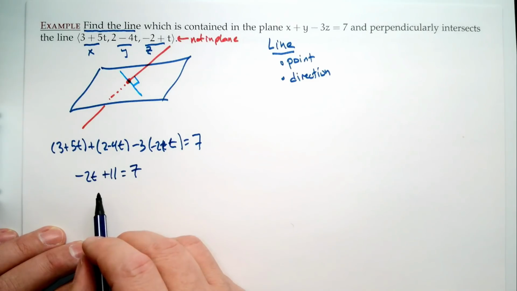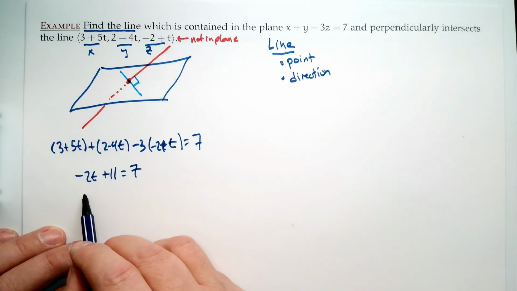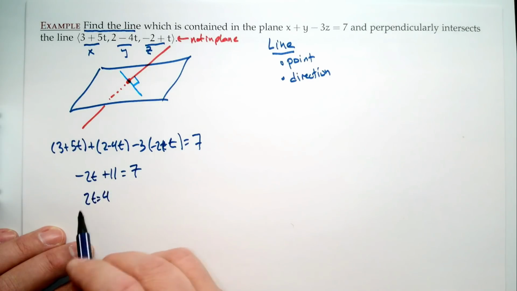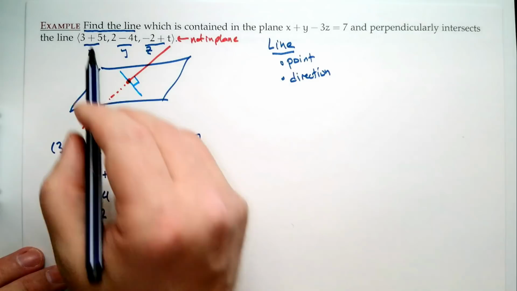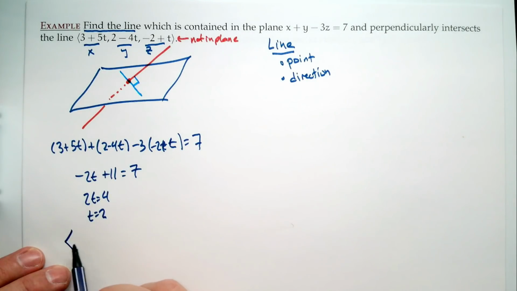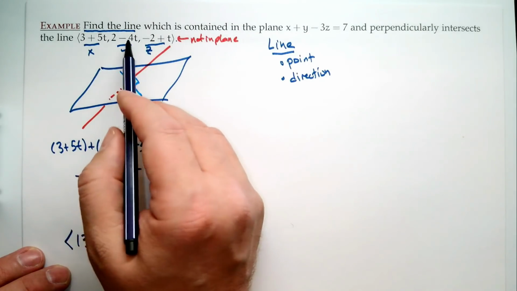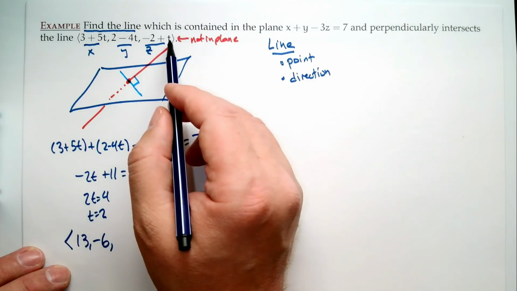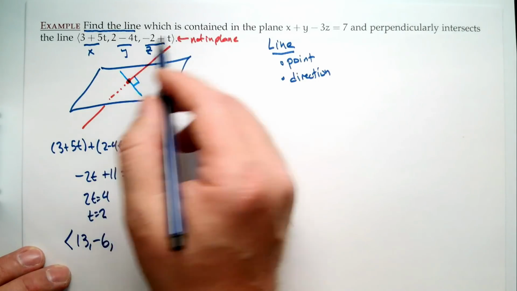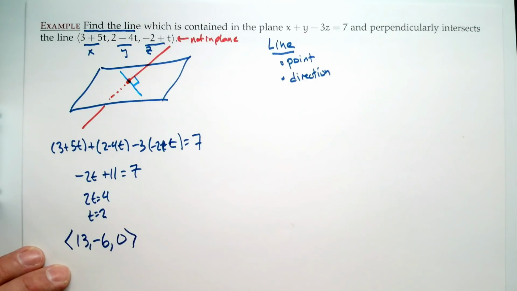And so what does t need to be? Well, that becomes 2t equals 4, which means t equals 2. Now that's the time. At time t equals 2, that's where the line will intersect our plane. So we plug t back in. So plug in t equals 2. We'll get 13, comma, 2 minus 8, it's negative 6, comma, and negative 2 plus 2, which is 0. So 13, negative 6, 0.